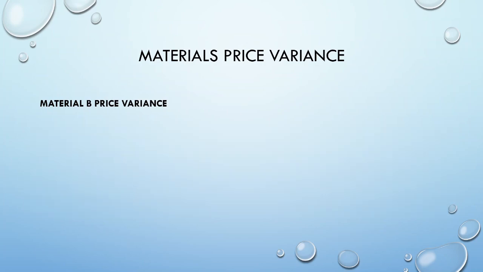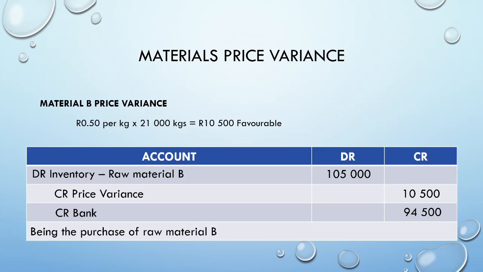Now take a moment to pause this video and calculate the material B price variance and prepare the journal entry. So hopefully you calculated the variance as 10,500 Rand favorable and got the correct journal entry as displayed on screen.